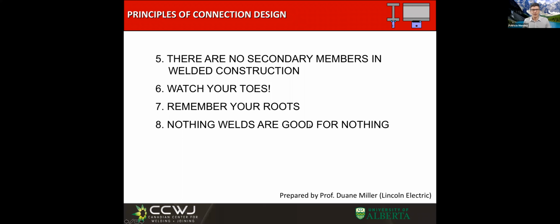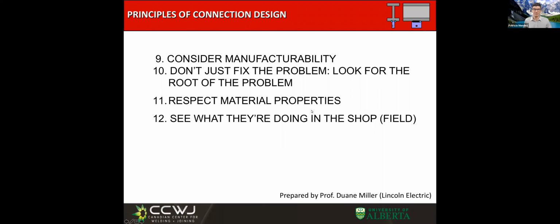Nothing welds are good for nothing. I'm not going to get into detail, but sometimes people make welds as if they didn't matter. So why would you do them? Because if you make them as if they don't matter, they actually end up not being good for anything.